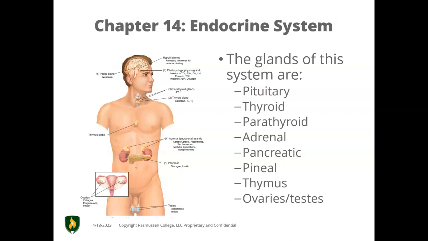The glands of the endocrine system include the pituitary gland, which is a pea-sized organ located at the base of the brain and is also known as the master gland because it regulates many of the body activities and stimulates other glands to secrete their own hormones. We have the thyroid gland, which is the largest gland in the endocrine system. It is H-shaped or butterfly-shaped and is located at the neck just below the larynx.